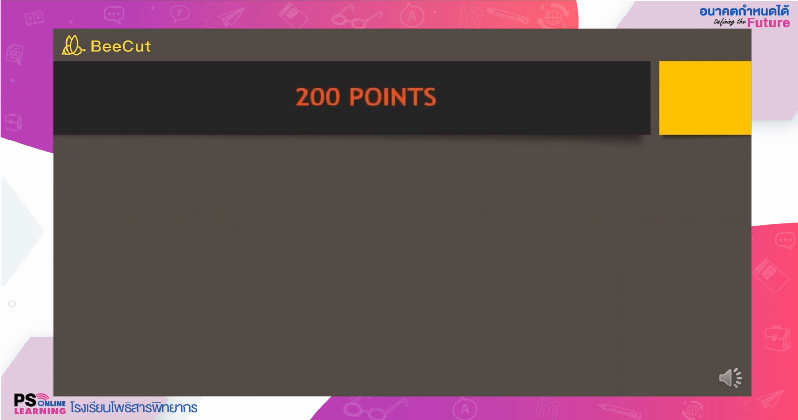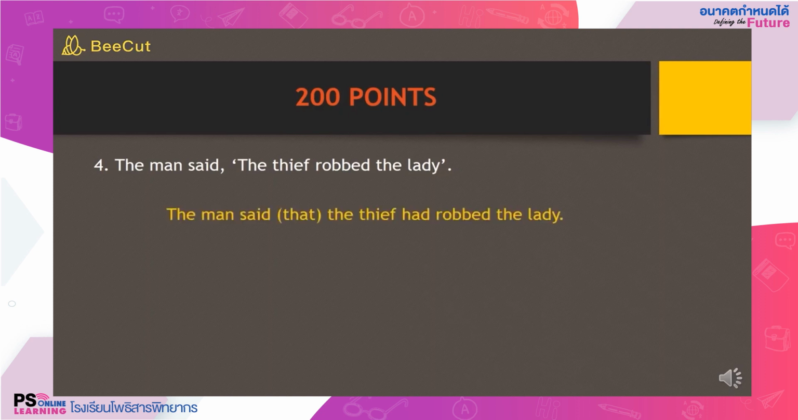Question number 4, 200 points. The man said, "The thief robbed the lady." The answer is, the man said the thief had robbed the lady. If you got it right, you get 200 points.